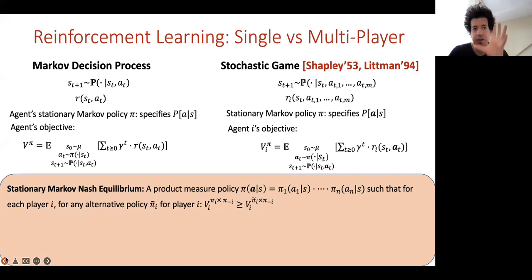With all this notation, a stationary Markov Nash equilibrium on the right hand side is a product measure policy, wherein at every state, every agent samples independently their action. And I realize that I have some inconsistency. M is the number of players, so this would be M. Such that for every player I, and for every alternative policy they could have used instead, their value under using the pi I policy from this measure is better compared to if they were to switch to some pi I tilde and let everyone else play according to this product measure. So that's a stationary Markov Nash.